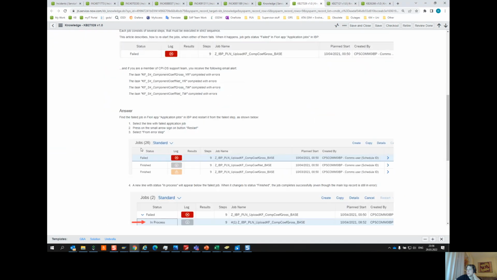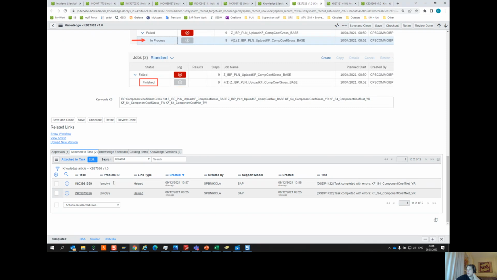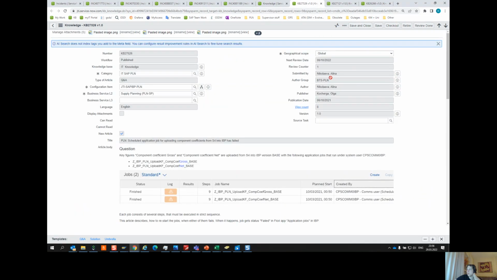really has incidents attached to it. And those incidents were created by a BTS member who also is the writer of the article. So that's how the situation goes with the supply knowledge base. We are really just wandering in the dark, I would say.